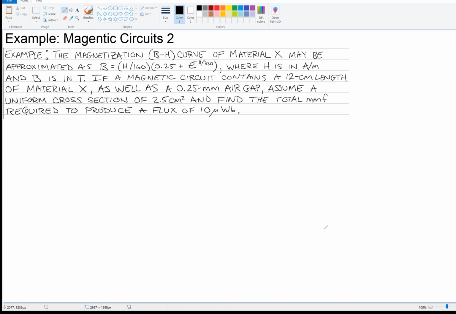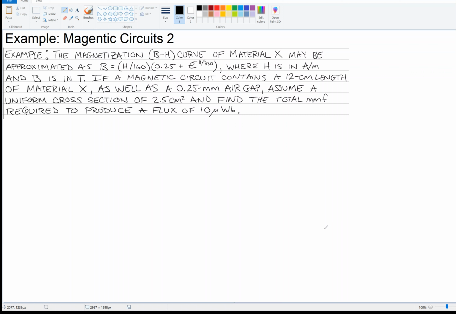All right, welcome back. We are still looking at magnetic circuits, and really, magnetic circuits is such a cool thing, giving us the power of circuits applied to magnetic fields. It's such a great idea. Anyway, in this example, we've got a magnetization curve, so that's B versus H, of material X.